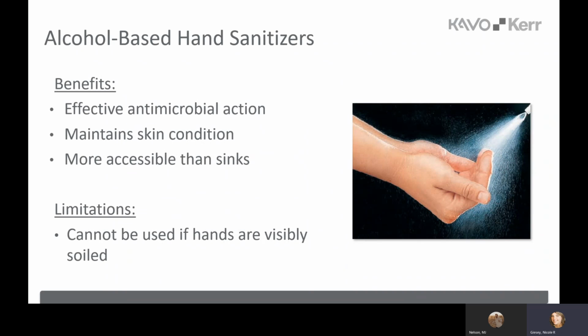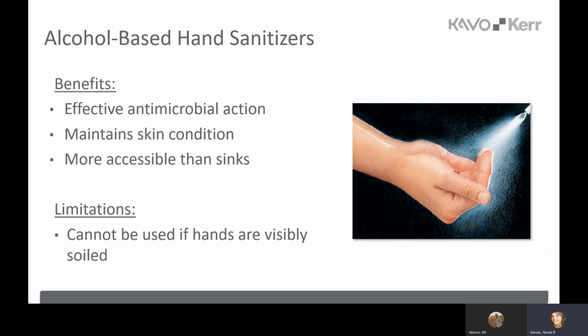Another thing you could do for hand hygiene in between those hand washings would be an alcohol-based hand sanitizer. And the benefit of that is that it's an effective antimicrobial action. It maintains skin condition, and it's more accessible than sinks. The limitation is it cannot be used if hands are visibly soiled.